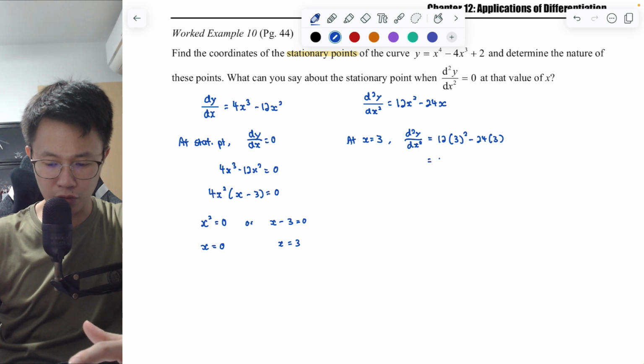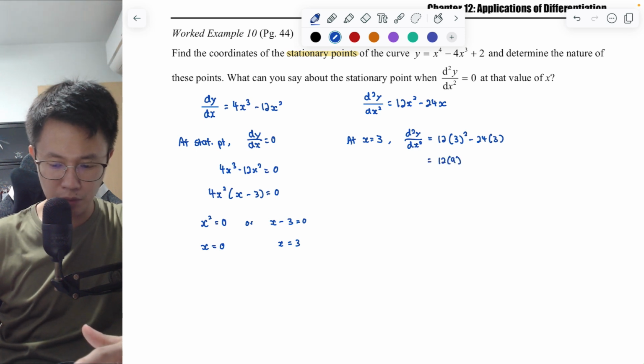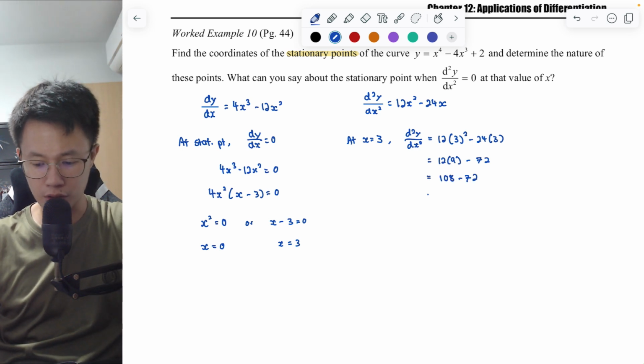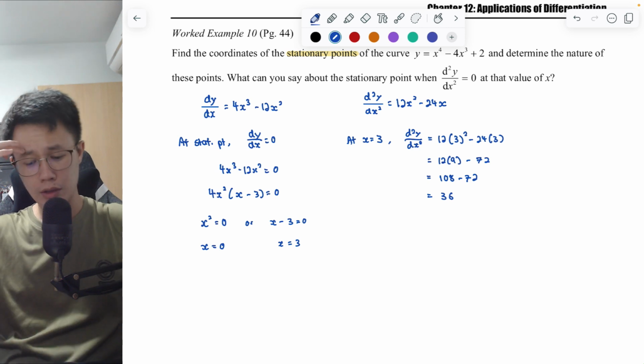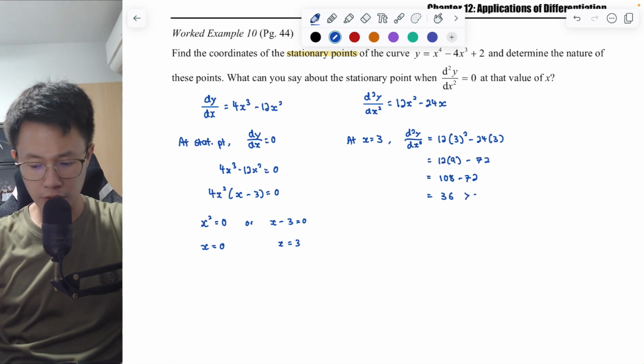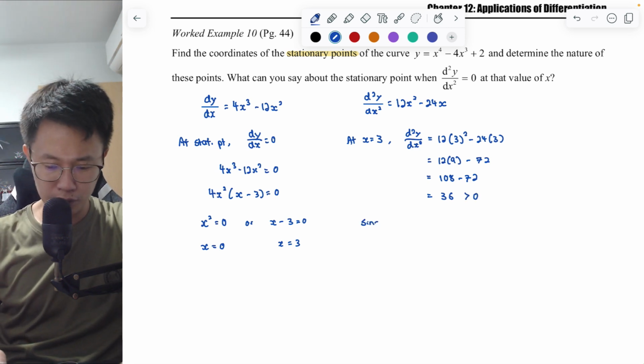This will give you 12 times 9 minus 72, which is 108 minus 72. You can use a calculator, it will be much faster. So this value is positive, since d2y/dx squared is more than 0.